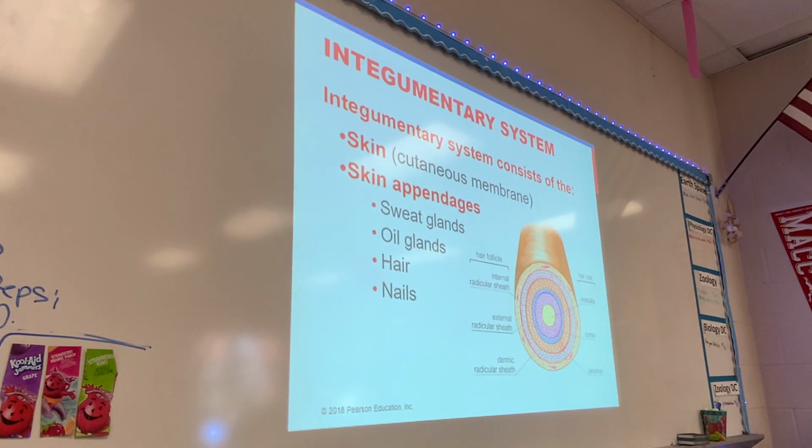So the integumentary system consists of the skin and then what are called the skin appendages. The skin itself is the cutaneous membrane, and the appendages are the sweat glands, oil glands, hair, and nails. So we're going to be learning about both, but the other thing with the skin is there's a lot of receptors and sensory things. So we're going to be doing a sensory lab a little bit later on that goes with that too.